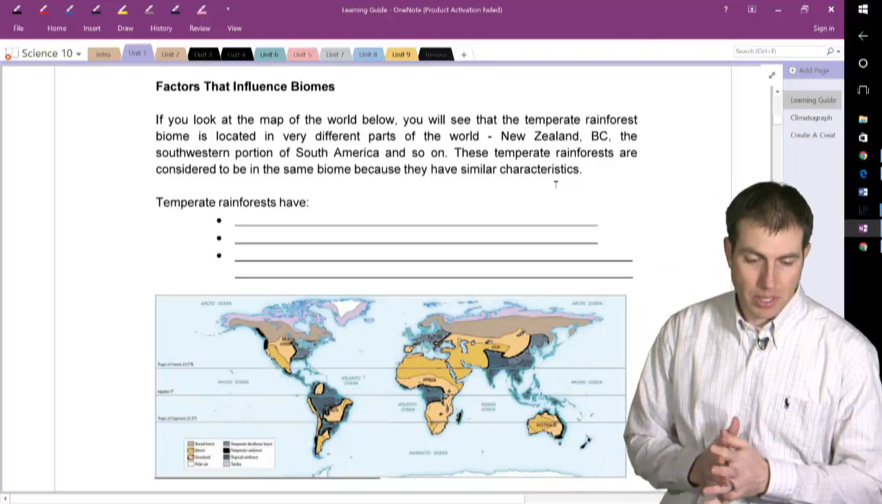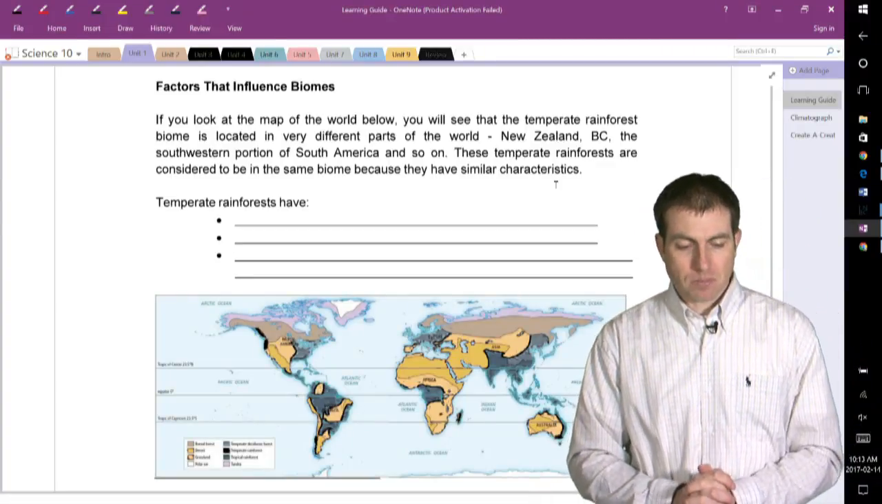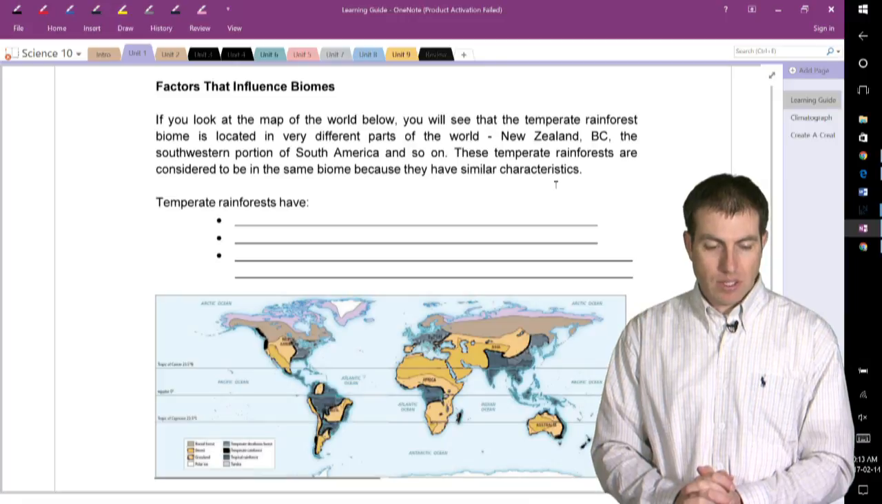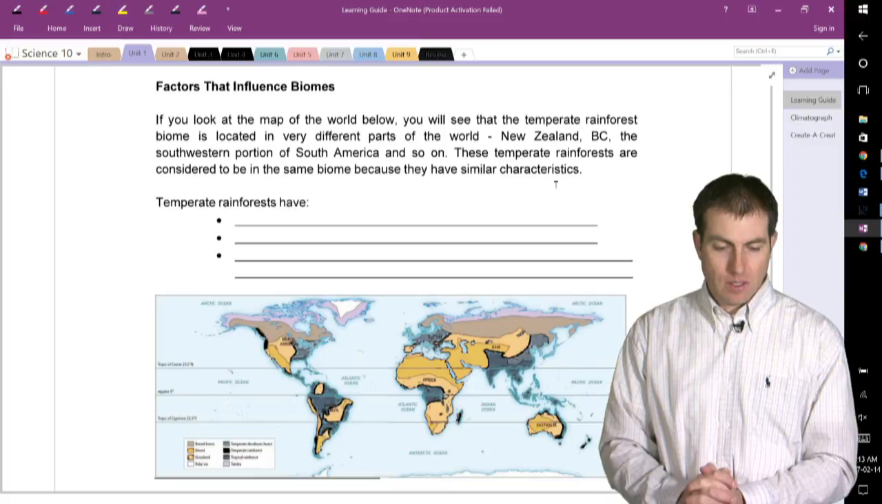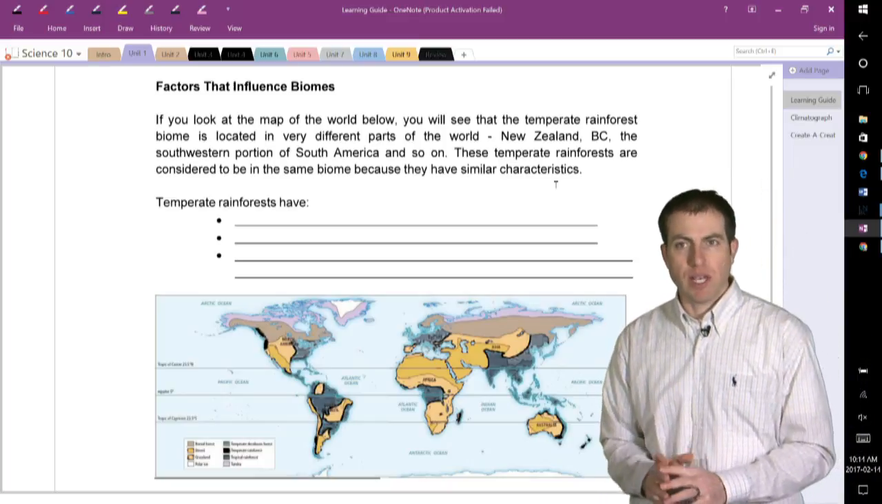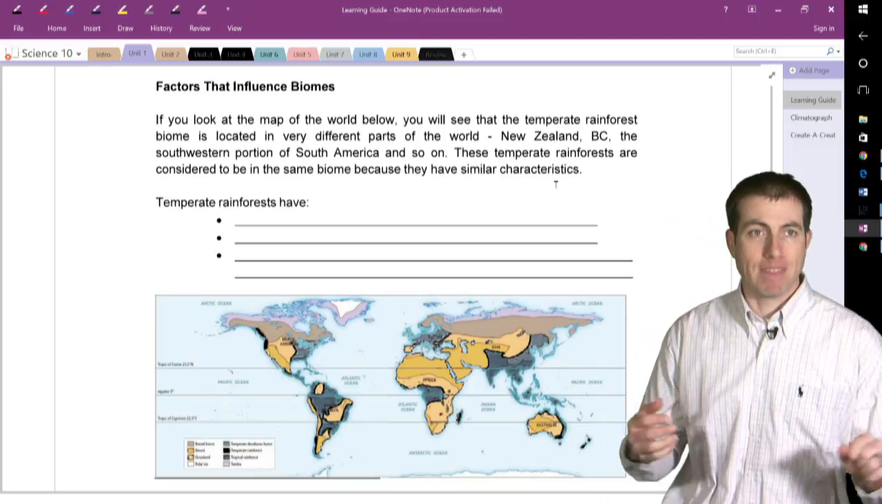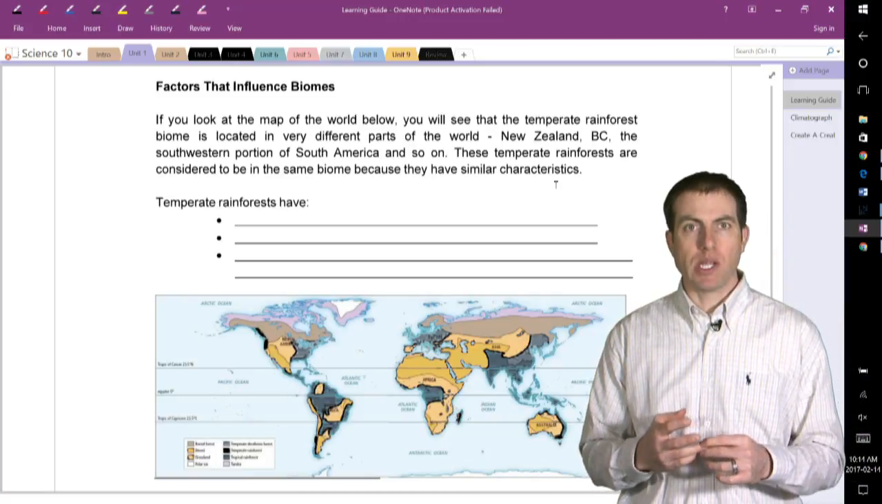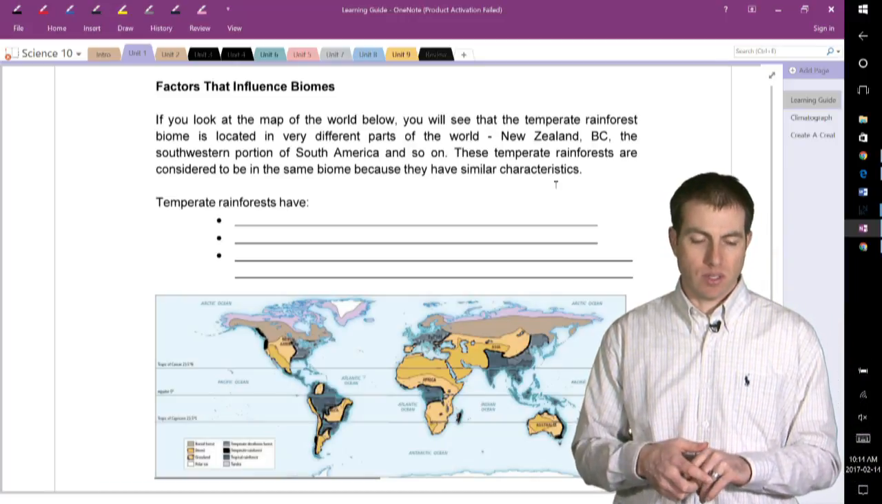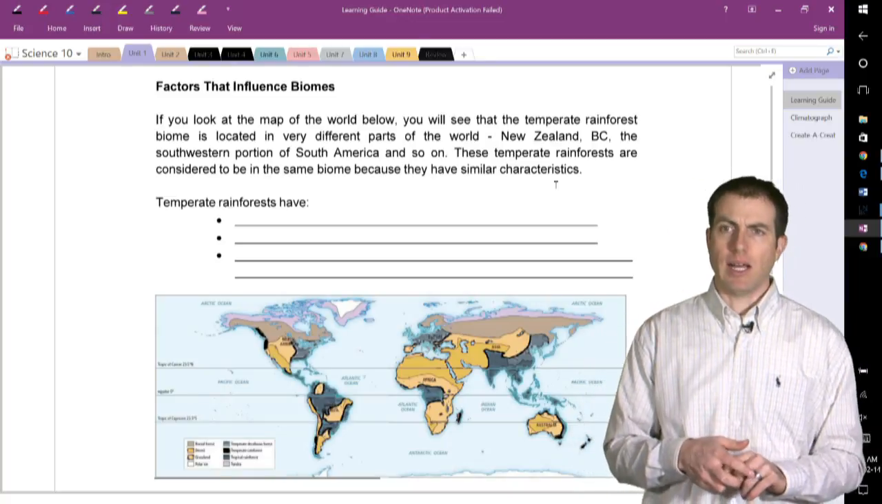Factors that influence biomes. Temperate rainforests have... this is definitely not in the notes that I went through. So, what do temperate rainforests have in common? They have things like large amounts of rainfall. So if you can just pick 3 sort of things that temperate rainforests have, that would be good.